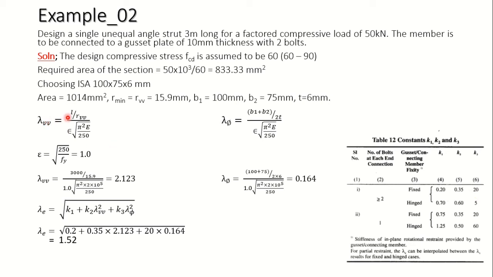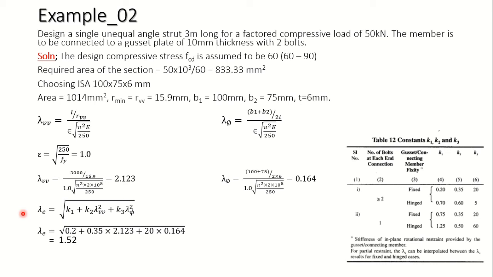So L, the distance between the centers of connection, or whatever the length is given to us, will be taken as this L. So it is 3000 mm, and RVV for this section is 15.9. Substituting these in this equation, the lambda VV value comes out to be 2.123. Similarly, lambda phi, which will be (b1 plus b2) divided by 2t, divided by epsilon into root of pi square E divided by 250. So epsilon is root of 250 upon fy, which will be 1 for our problem. Substituting b1, b2 and t in this, lambda phi will be 0.164.